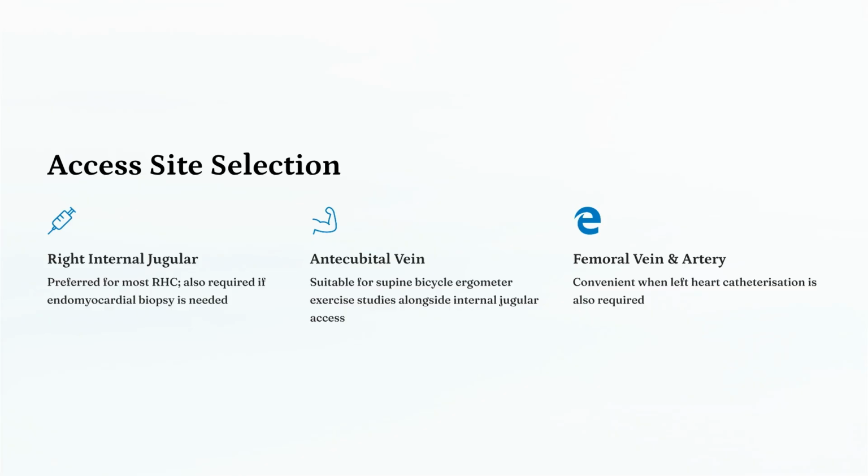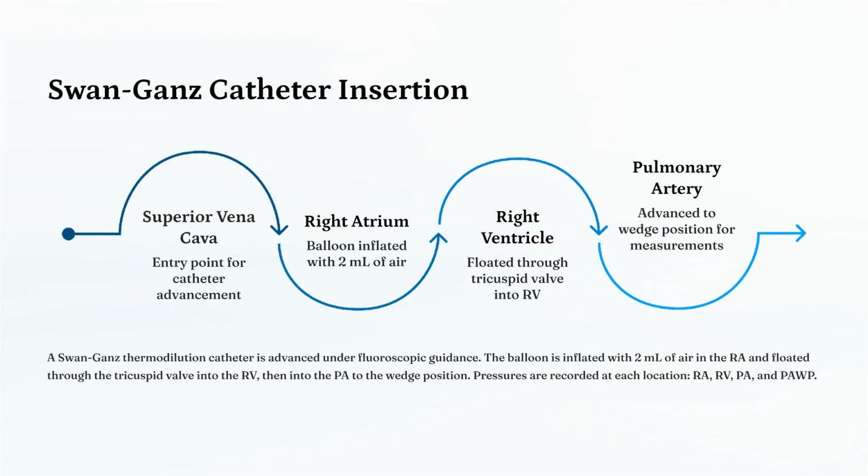While the jugular is preferred for most RHC procedures, the antecubital vein may be used for exercise studies, and femoral access is common if left heart catheterization is also required. Finally, the insertion process involves advancing the Swan-Ganz catheter through the right atrium, into the right ventricle, and ultimately into the pulmonary artery. Pressures are meticulously recorded at each location to provide accurate hemodynamic data.